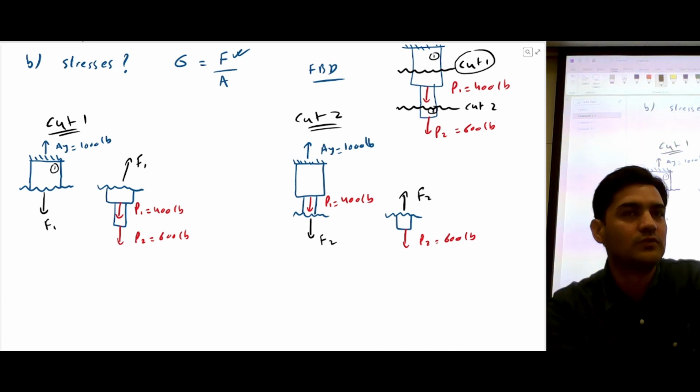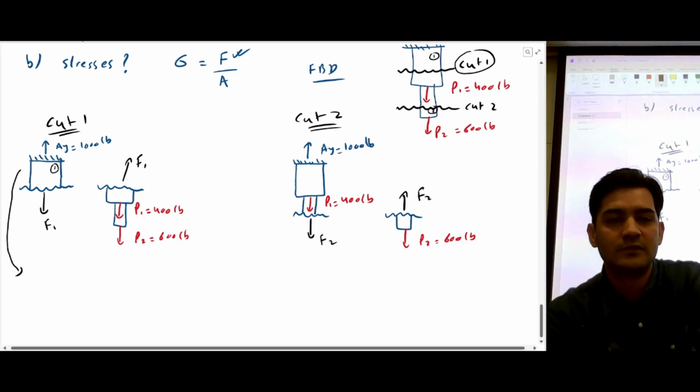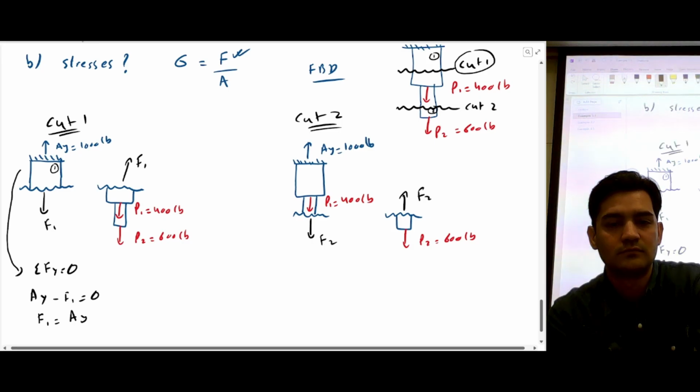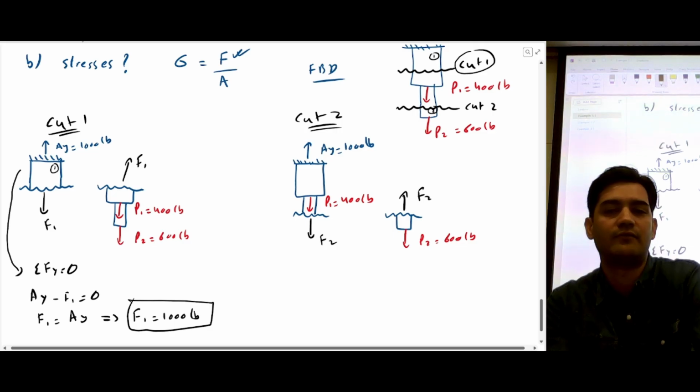How can we calculate the force F1? We can use equilibrium equations to solve the force. Let's use this part of the section and do summation of F of y is equal to 0. You're going to get AY minus F1 is equal to 0. So F1 is equal to AY, and AY is 1000 pounds. So you can calculate F1 this way.